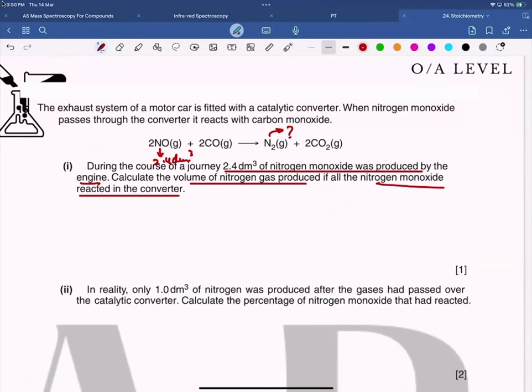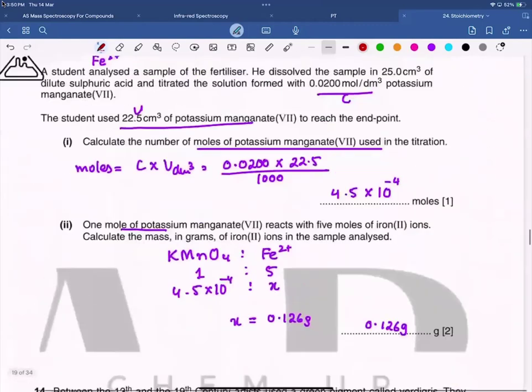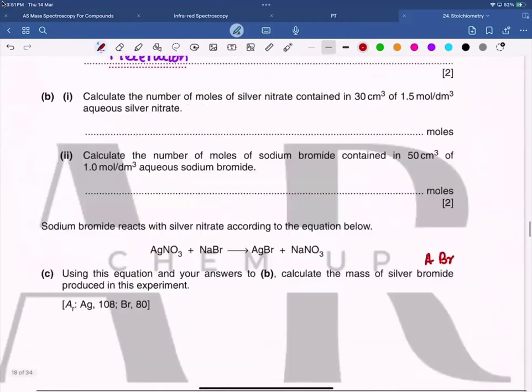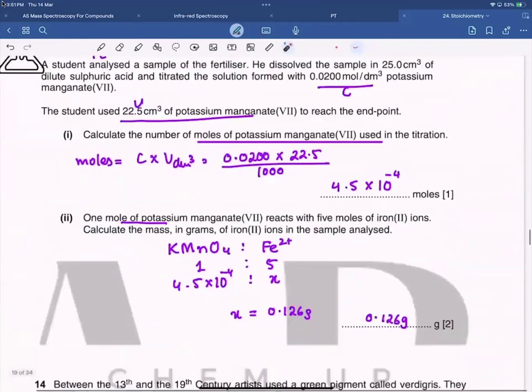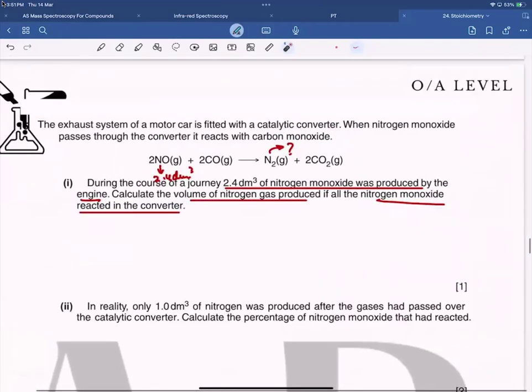So see, okay, there is another important way. If you get the same quantities, for example in this question or in the previous one, see, they have given you the mass and they have asked you the mass, so you can do it directly without converting into moles. In the same way, here they have given you the volume and they are asking for the volume. So you can do this directly as well. So there are two ways. I'm going to show you both ways of doing this.